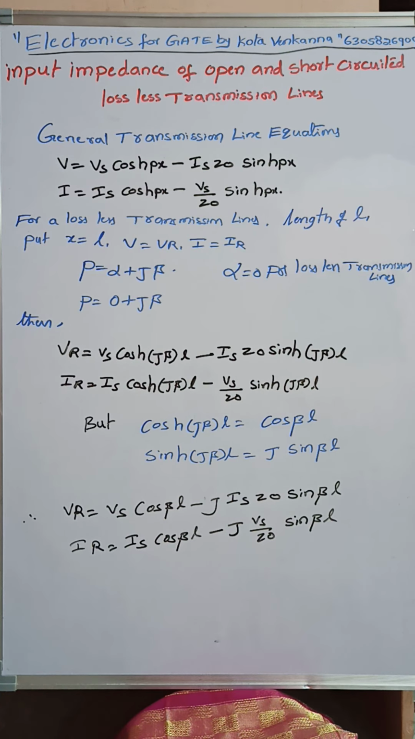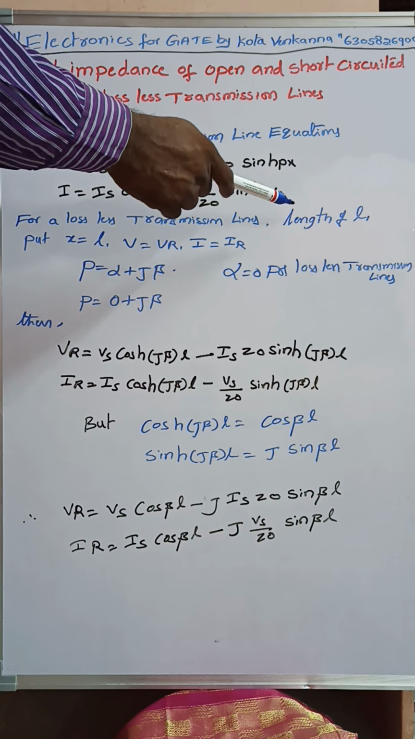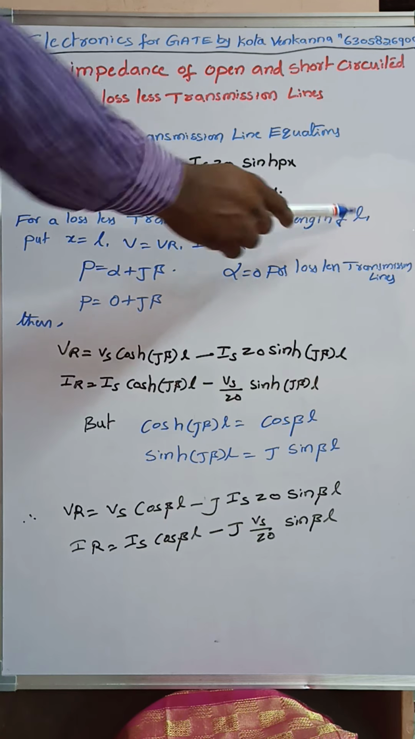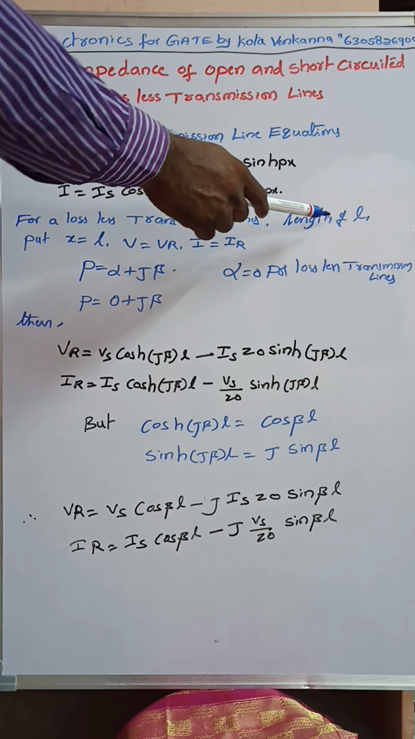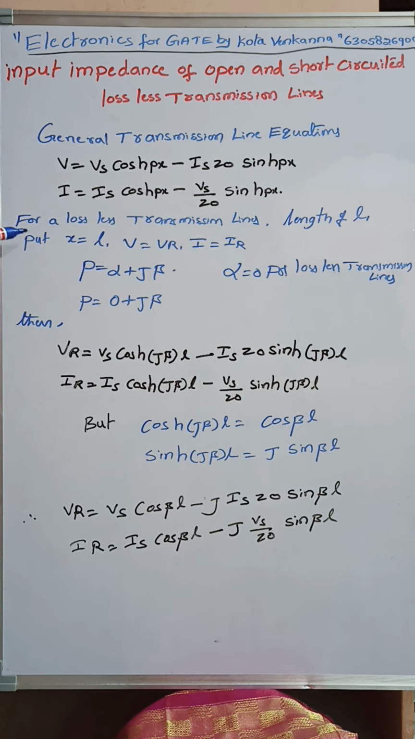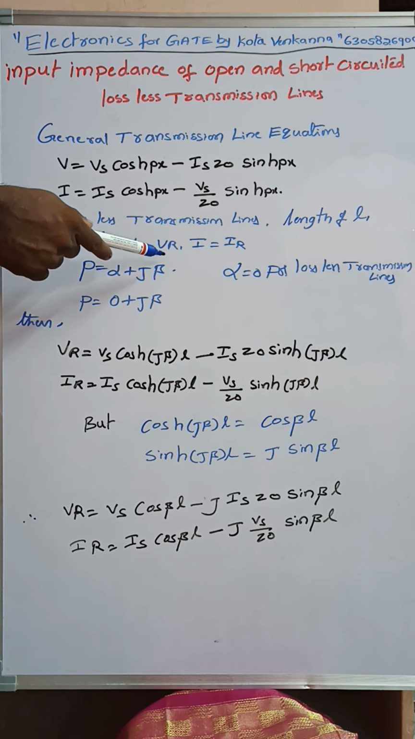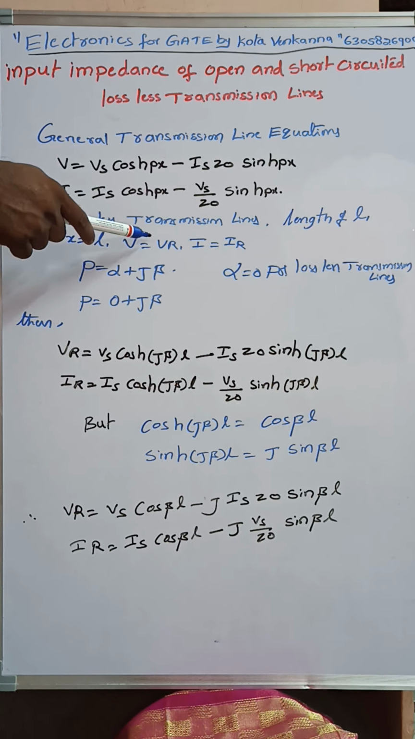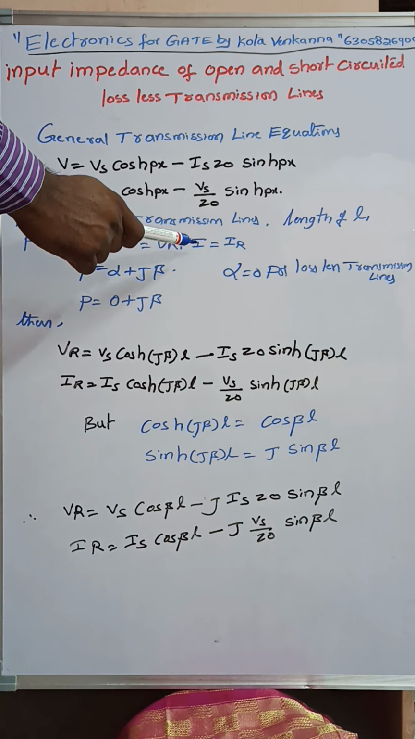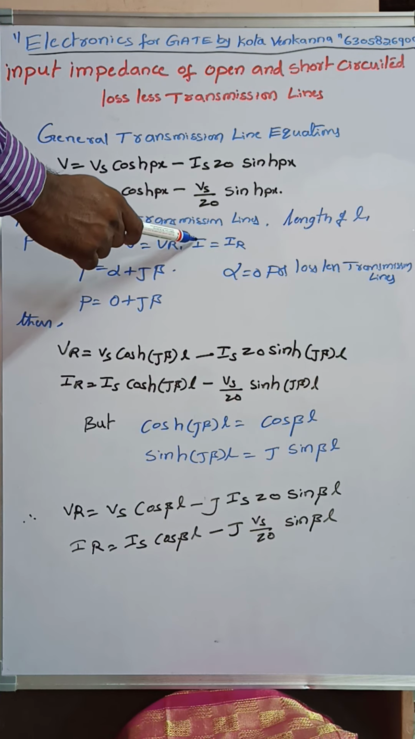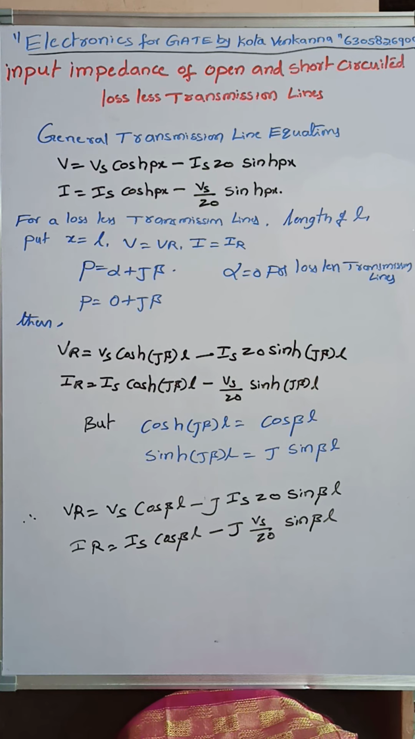For the lossless transmission line, the length of the transmission line is assumed to be L. So in the place of x we substitute L, in the place of V we substitute VR, the load voltage, and in the place of I we substitute IR, the load current.